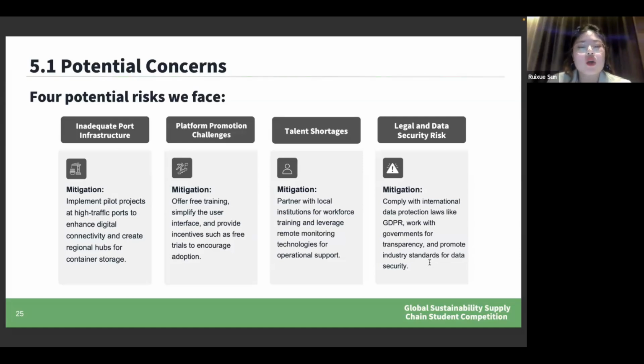So our mitigation plan includes, for the first risk, we can implement pilot projects at high traffic ports. And for the second risk, we can simplify the user interface or offer the users free trials to ensure easy adoption. For the third one, we can partner with local institutions for workforce training and also leverage remote monitoring technologies. And for the final one, we can ensure full compliance with international data security standards and work with governments for transparency. So these efforts will not only enable smooth implementation, but also build trust and long-term commitment from all stakeholders involved.